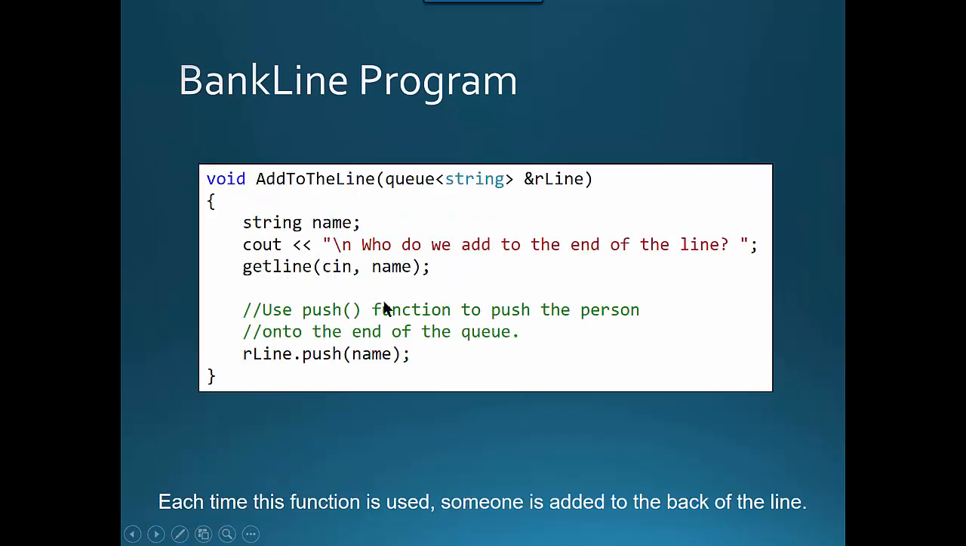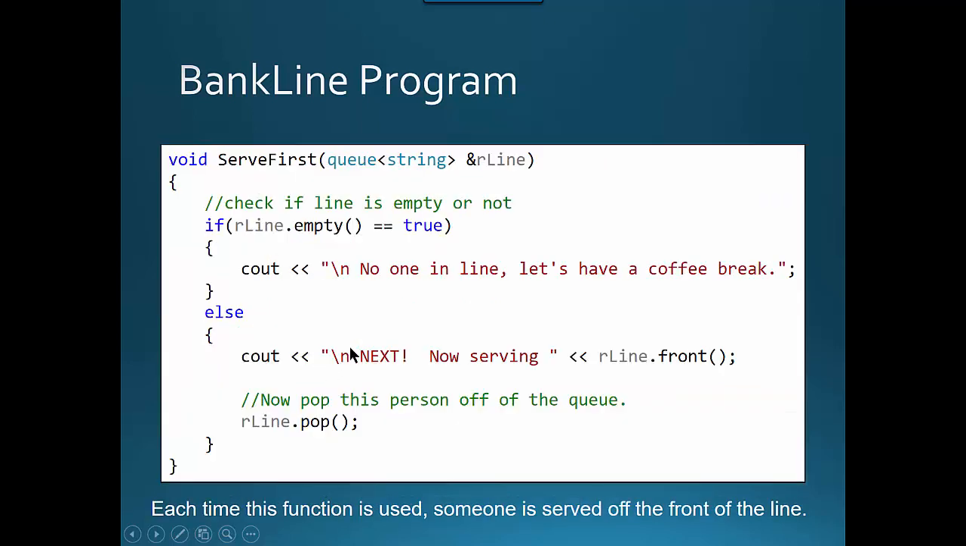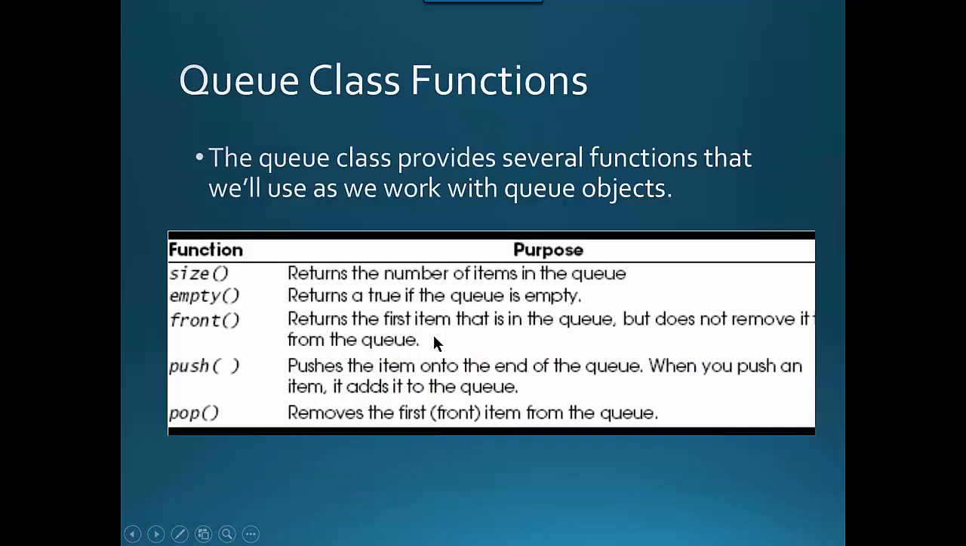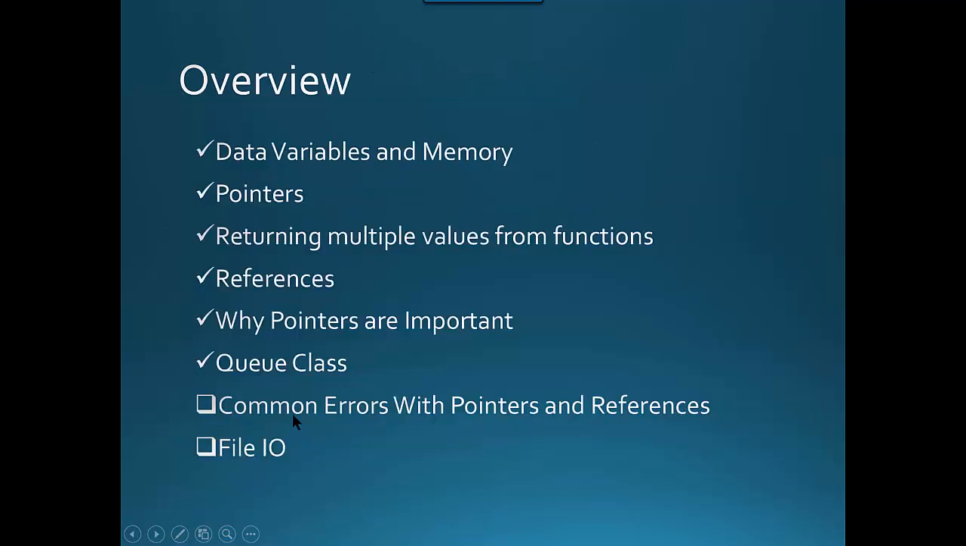So we have the ability to add items to the end with push, check to see if it's empty with empty, look at what's on the front with front, and then remove the first person in line on the queue with pop. And so that's basically the main functions you would use to represent that kind of a data structure. There's also other functions. The size function returns the number of items. Empty tells you if it's empty. Front and push and pop, we saw how all those got used. So that's what we reviewed today. We reviewed references and the queue class. Thank you very much.